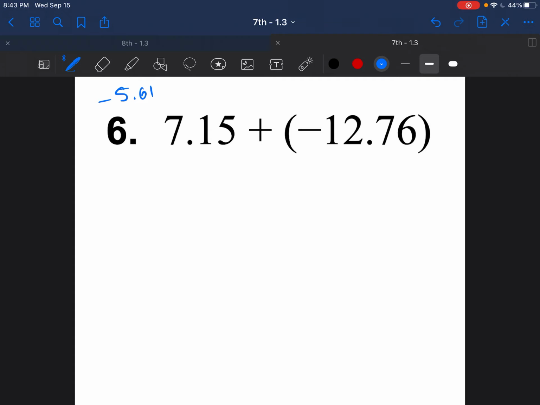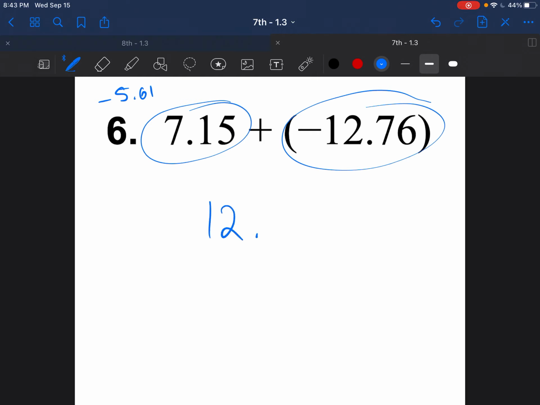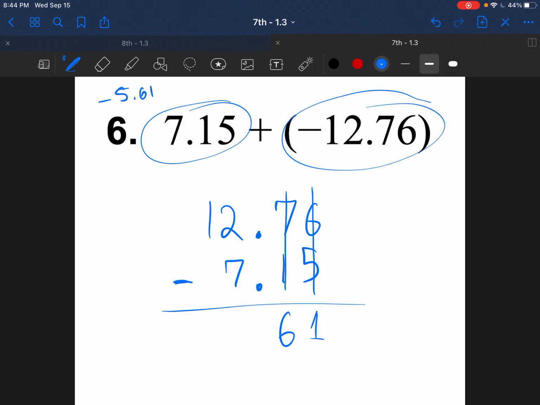Let's solve our work. Same sign or different sign? Different signs, which means we need to subtract. So we have 12.76. Don't forget, how do we subtract decimals? Subtract or add decimals. You do need to line up the decimals. So I have the decimal here. I have a 7 there. 1, 5. Got to subtract. So let's subtract. 6 minus 5 is 1. 7 minus 1 is 6.